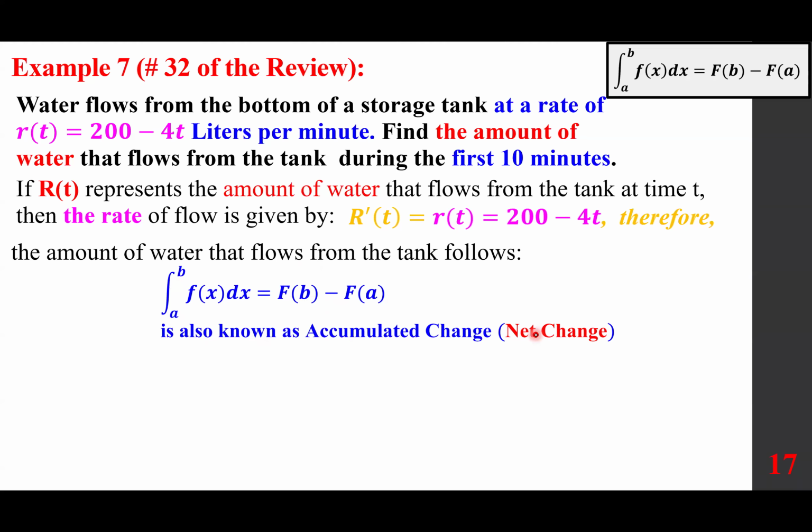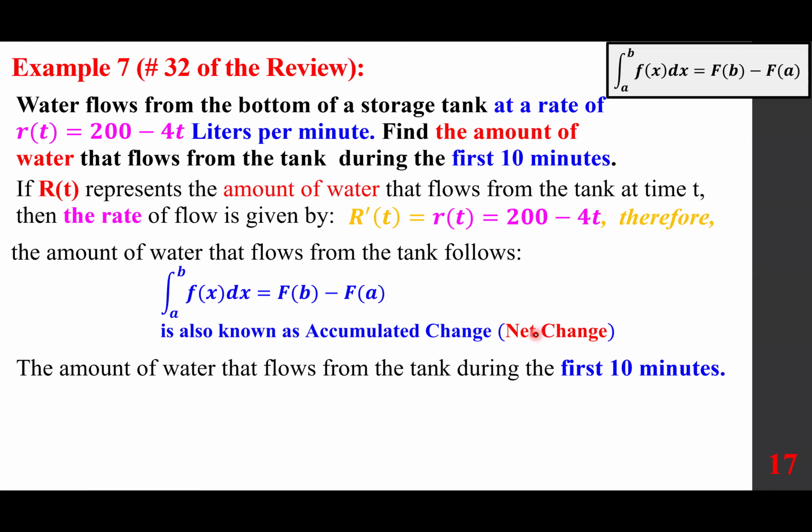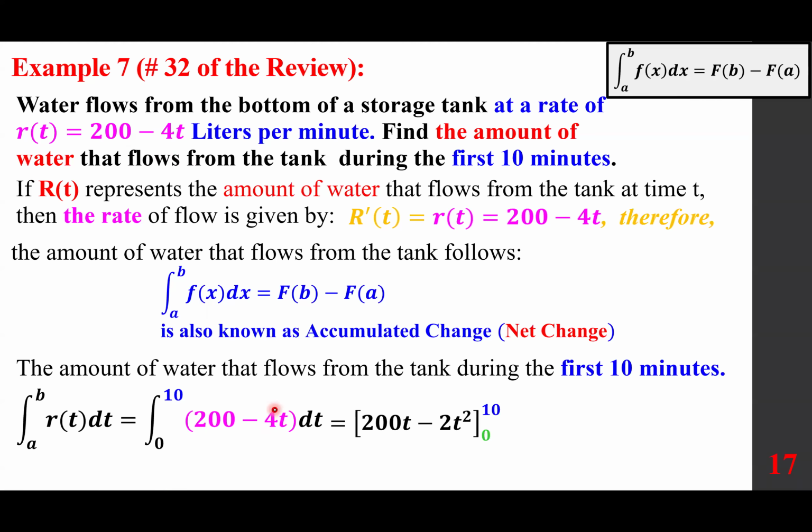So therefore, the amount of water that flows from the tank during the first 10 minutes is this integral from 0 to 10, and you put the function r of t. This is 200t, this is minus 2t squared. You plug in 10, you plug in 0. When you plug in 0, obviously it becomes 0. That's why we have this part 0.